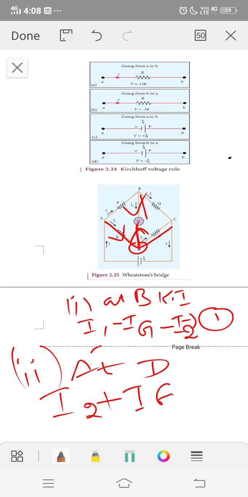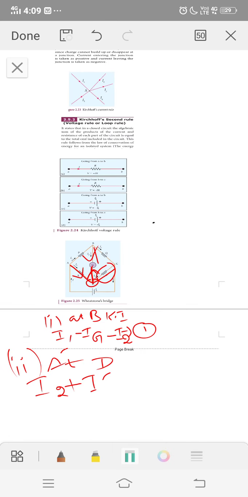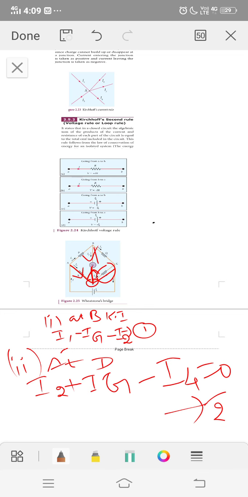And the next current is moving towards the resistor S. So the equation becomes: the current flowing through the resistor S is nothing but I4. Here the current is again leaving the circuit, and the current leaving the circuit is represented by minus I4, while Ig is entering. So I2 plus Ig minus I4 is equal to 0. This equation becomes equation 2.